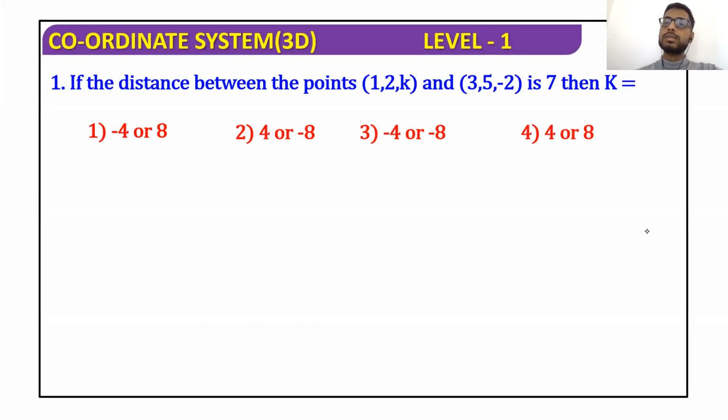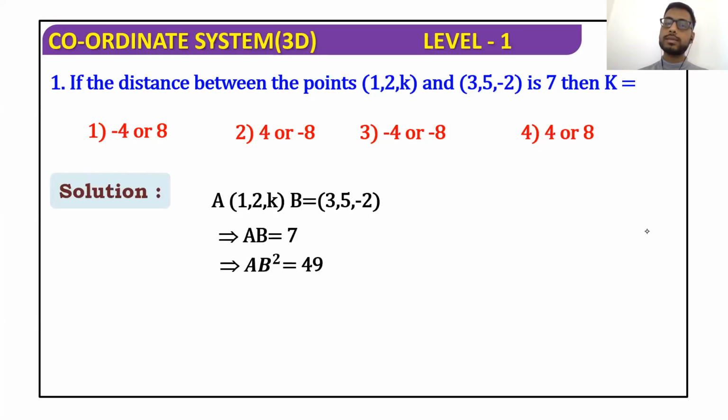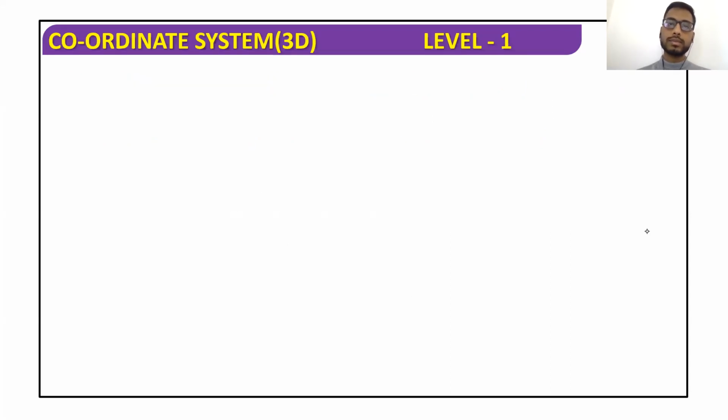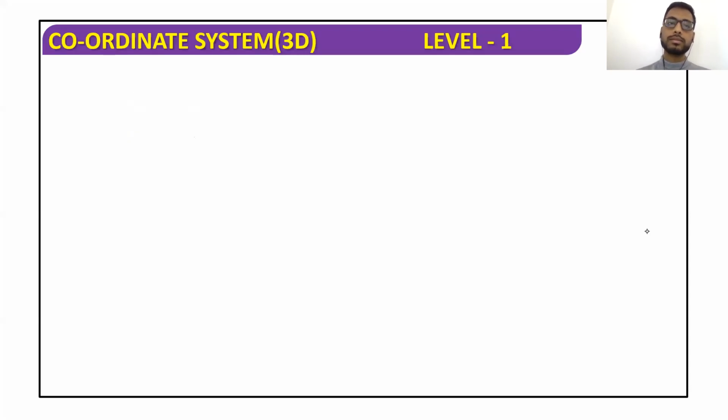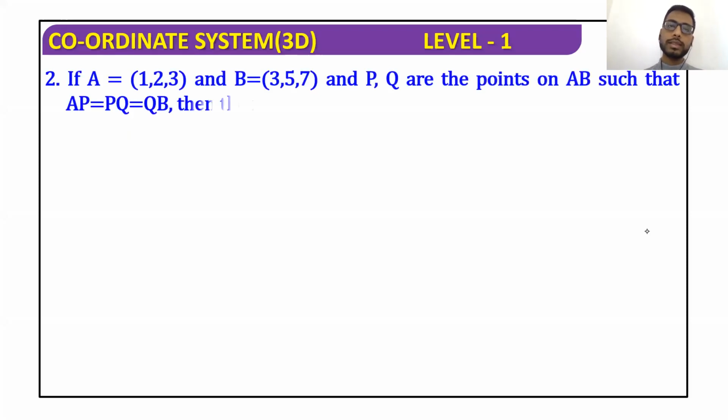The distance between 2 points is 7. I have to find the value of k. So again, pretty straightforward question. Distance between 2 points is given. What can you do over here? Apply distance formula. Equate that with 7. You'll get the answer for your k. So AB is equal to 7, squaring because distance formula has root in it. Equating, simplifying, and you get your answer.